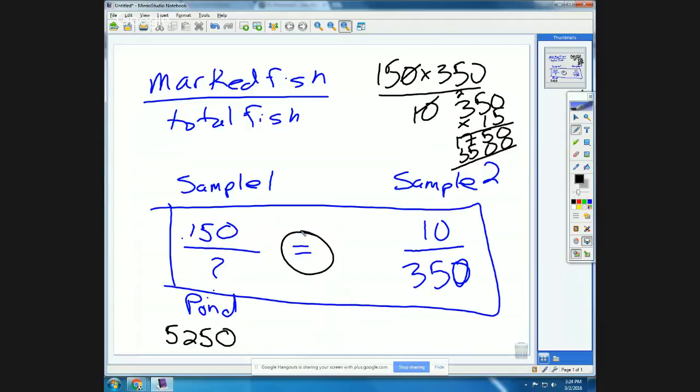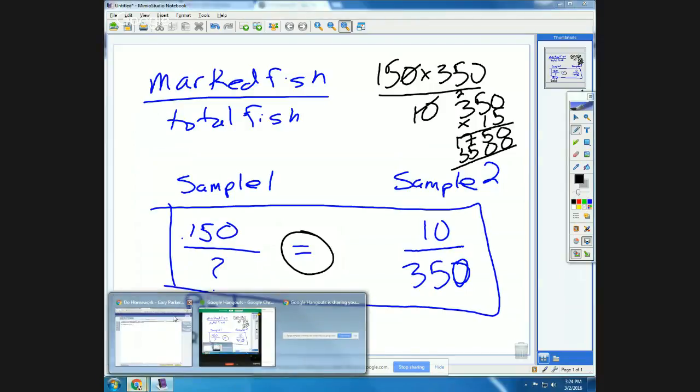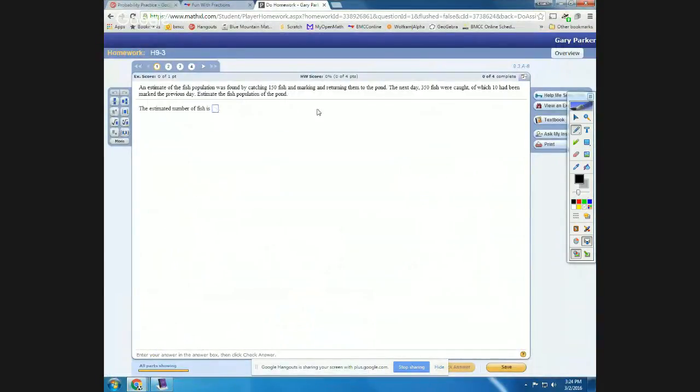So as you see how this is a simulation, we can't check all of the fish, but we could do this procedure a few times and get a better estimate. Right? They're just doing it once, but we could repeat this a few times and get a more accurate one. So it's 5,250.